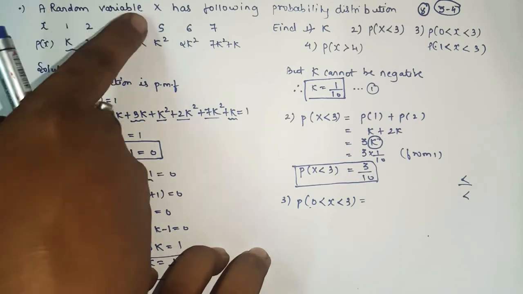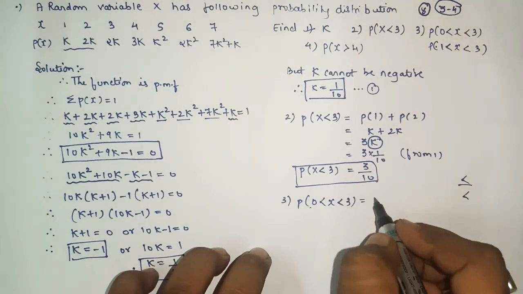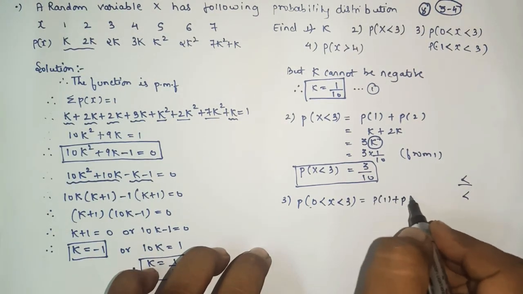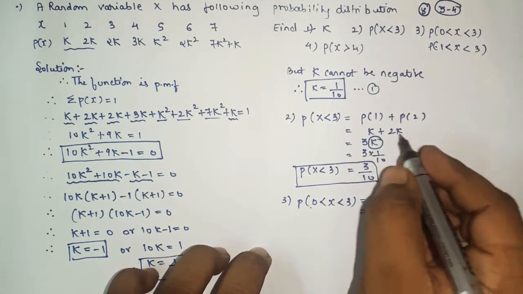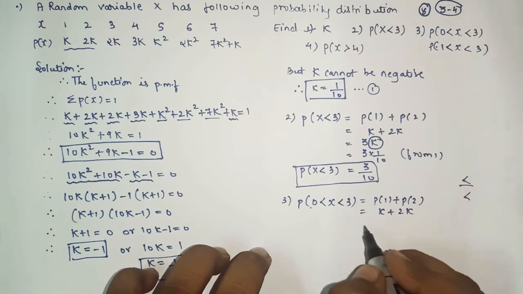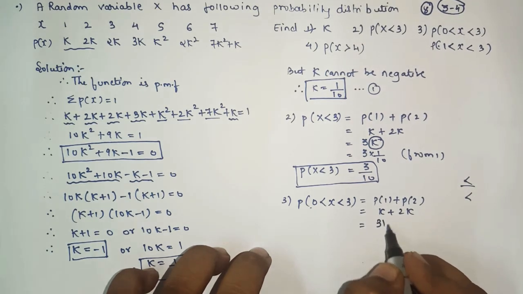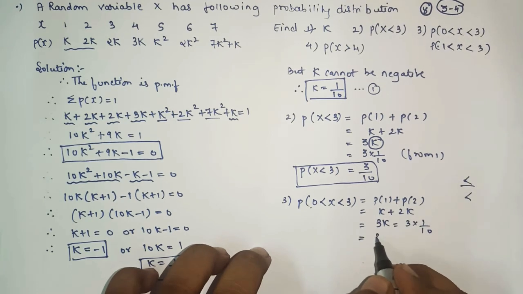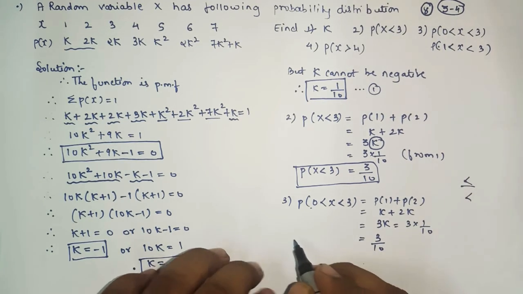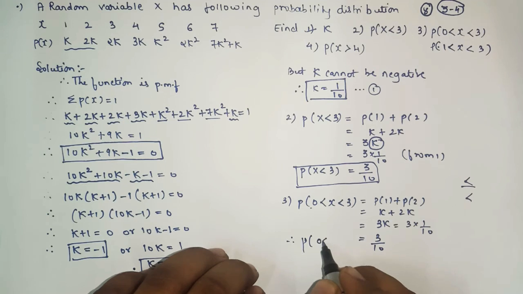So between 0 and 3, which numbers come? It is P of 1 and P of 2 only. Yes or no? Again the same: P of 1 is k, P of 2 is 2k. So k plus 2k is 3k. Replace the value of k by 1 by 10. So for the second one also, the answer is 3 by 10 only. Yes or no?